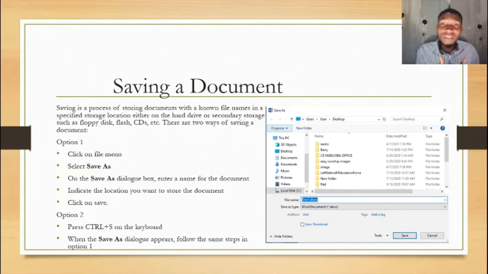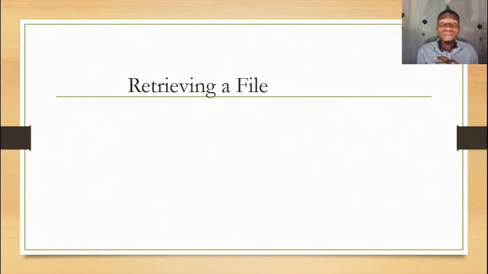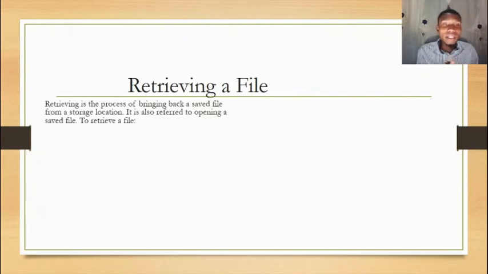So after saving the document, you want to get it back, you want to retrieve the file. So we go to retrieve the file. Retrieving a file is a process of bringing back a saved file from a storage location. It is also referred to as opening a saved file. To retrieve a file, there are two ways of doing it as well.